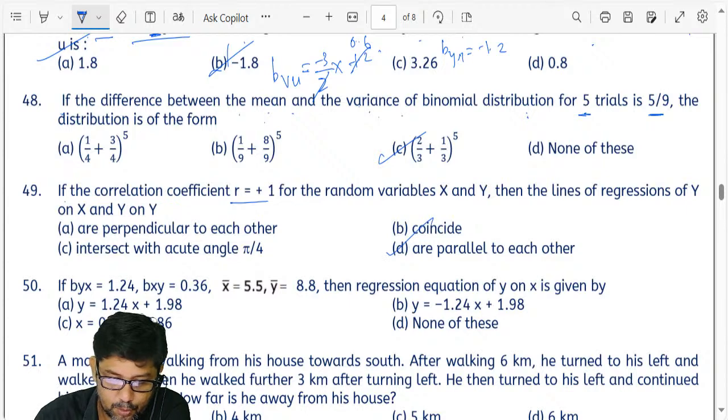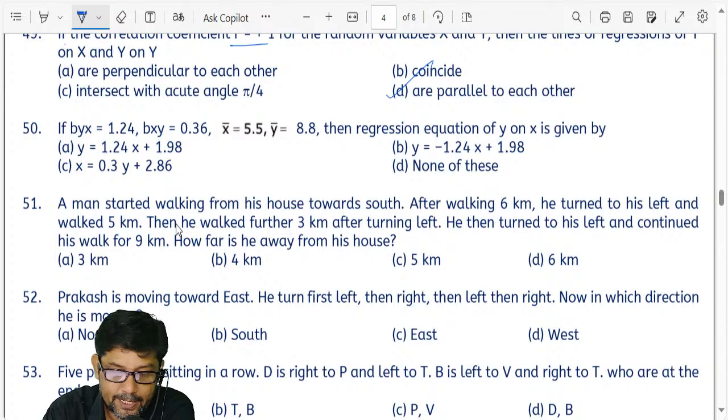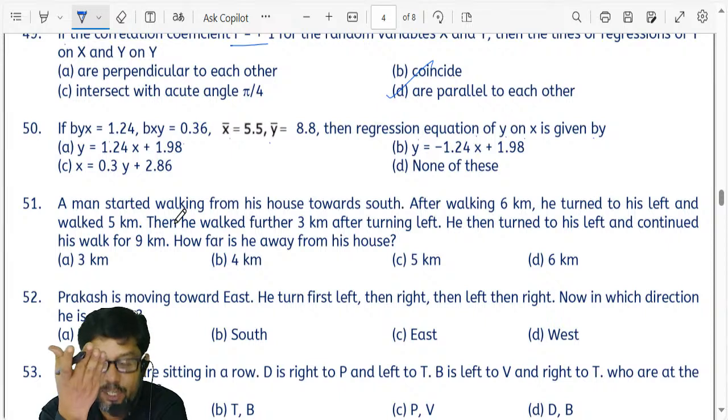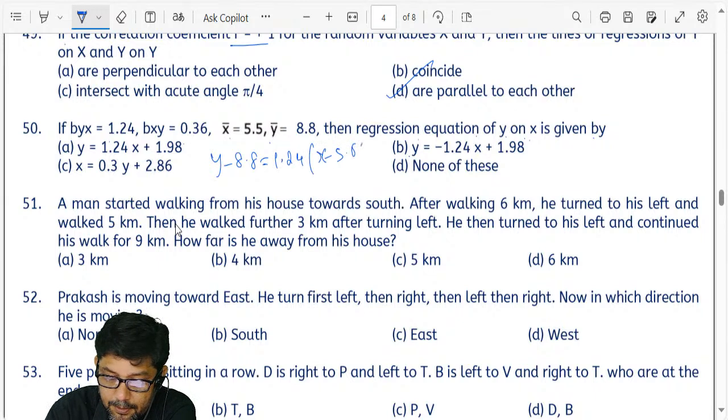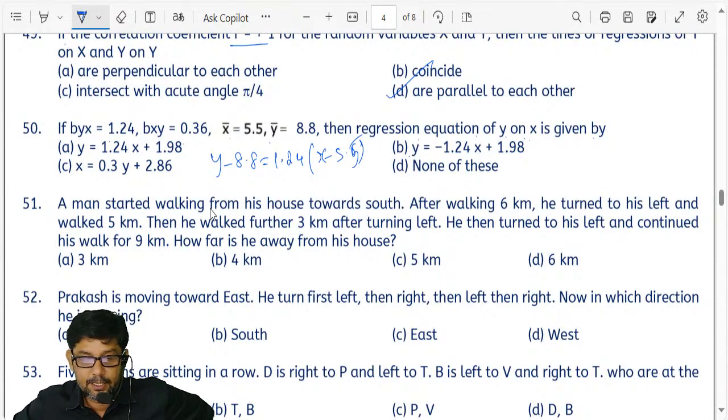Parallel to each other you mark, because coincident and parallel to each other both are one and the same only actually. Next. Byx is 1.24, bxy is 0.36, x bar is given, y bar is given. Then the regression equation y on x is given by what? Perpendicular, are we? That time it is 0. Now, y on x: y minus y bar is equal to byx 1.24 into x minus x bar. Now simplify and get the answer.